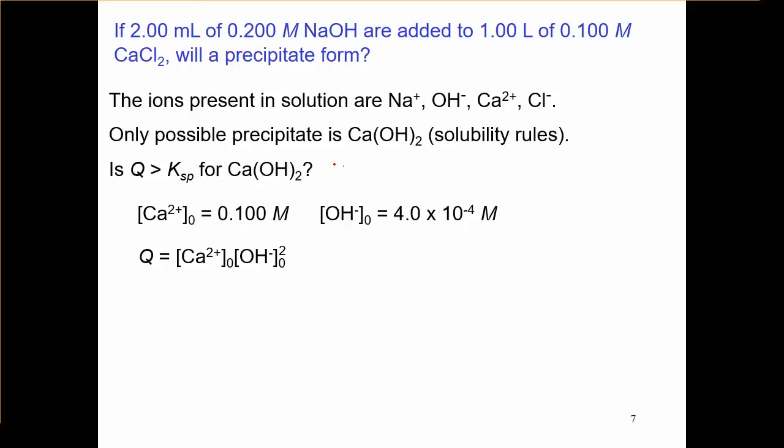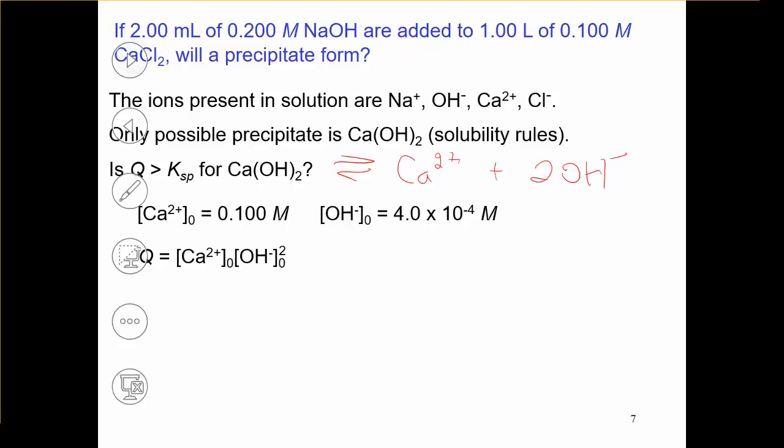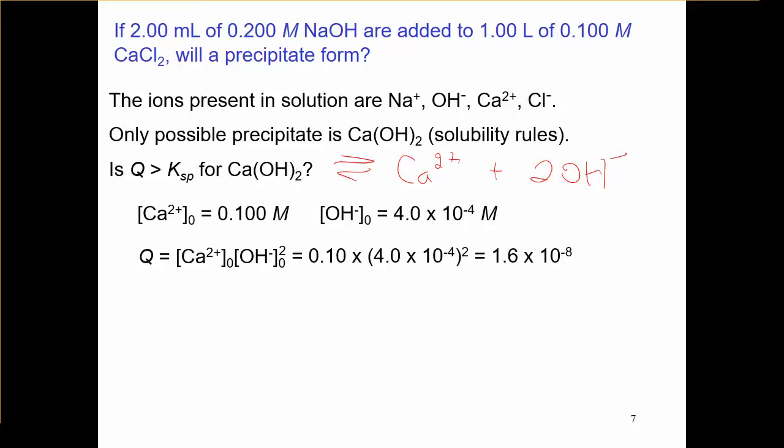Okay, because this is going to dissociate into 1 calcium 2+ and 2 OH minuses. Right? So this will equal my Q. So I can calculate Q now. Q equals 0.1 times (4 times 10 to the negative 4) squared, which equals 1.6 times 10 to the negative 8.